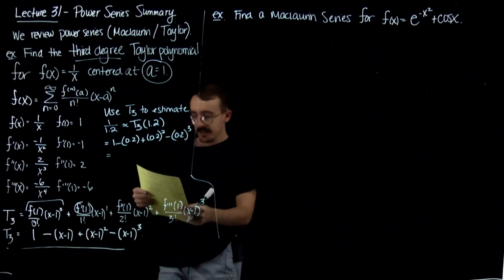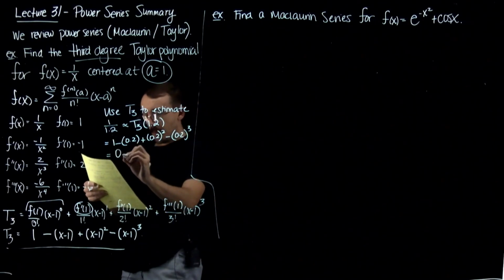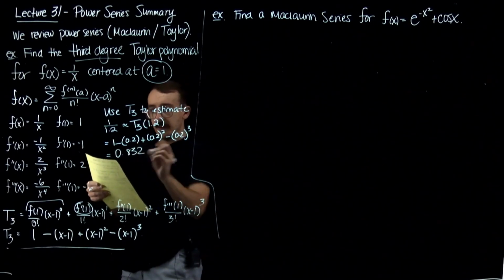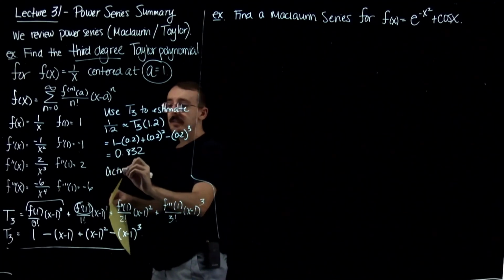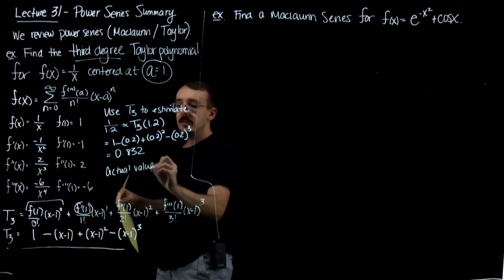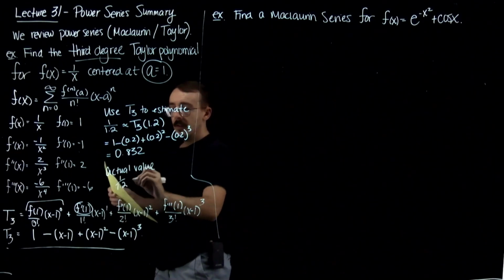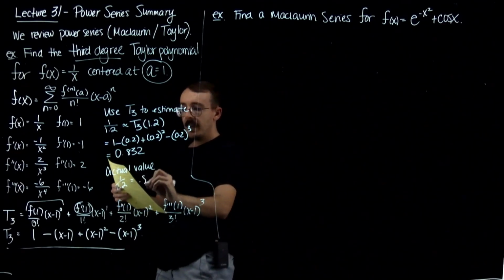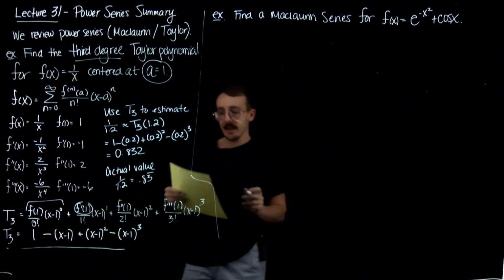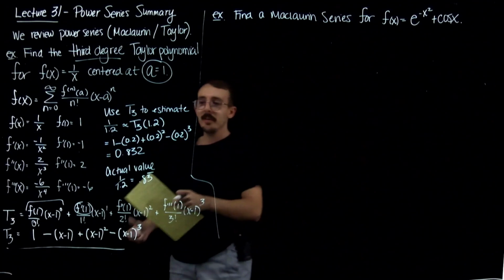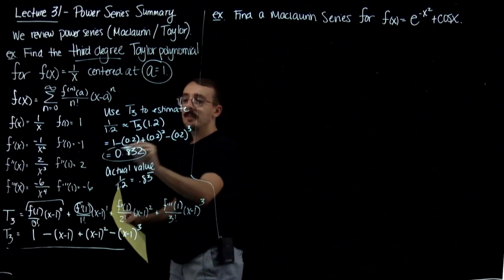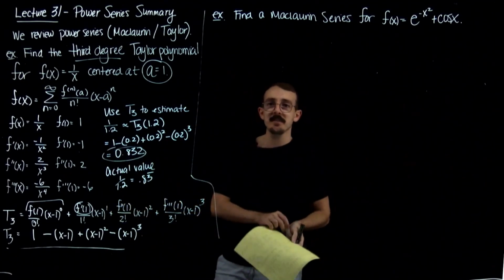So using this as my estimate, I would get 0.832. And let me just note that the actual value of 1 over 1.2 is 0.83 repeating. So there's how we use a Taylor polynomial to estimate the true value of a function at some specified center.